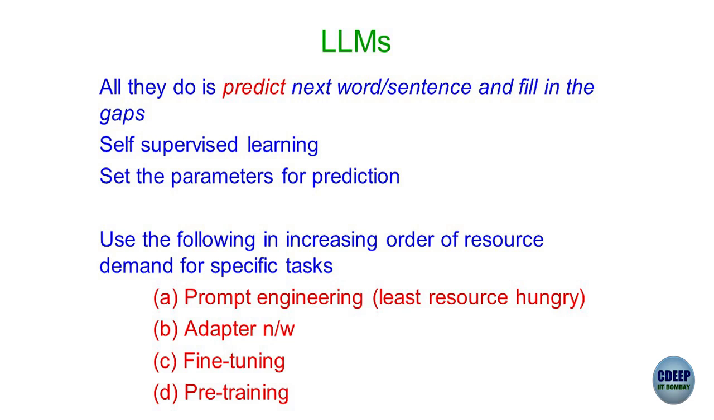So LLMs are surprisingly doing a very simple thing. All they do is predict the next word or the sentence, or fill in the gaps. These are called masked language models, fill in the gaps. And this is an example of self-supervised learning. There is no annotated data. If you are taking n words and predicting the n plus 1th word, okay, the data is already there for you. The machine learning task is also specified.